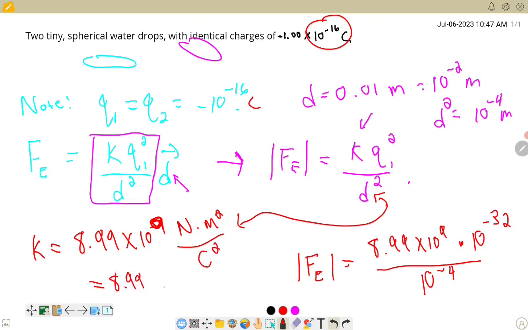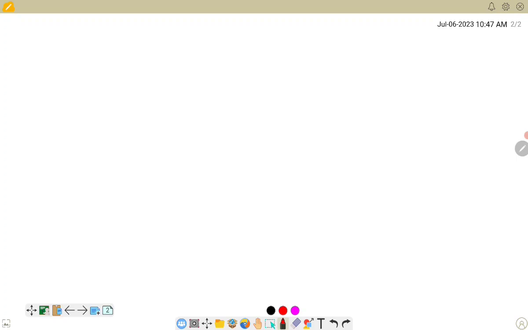Okay, so now we can write out the whole thing here, and we get 8.99 times 10 to the negative 19 newtons. And that's what we should expect, because we have a force. So now we're going to go on to part B.